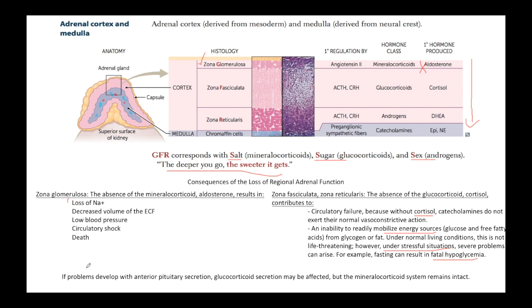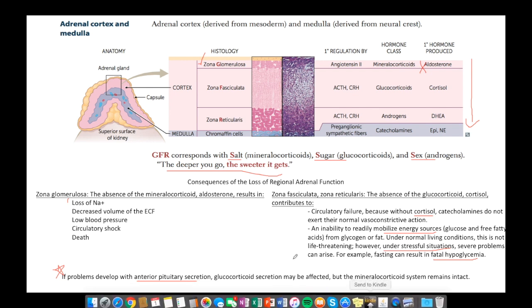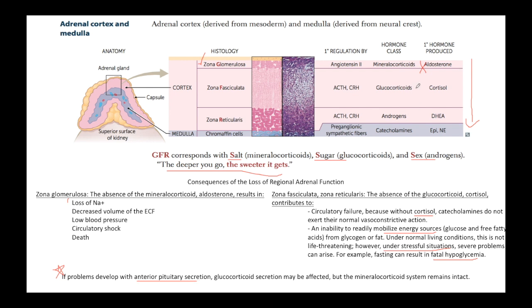And just a little additional fact here, if problems develop within the anterior pituitary, glucocorticoid secretion may be affected, but the mineralocorticoid system remains intact because of where the regulation comes from, angiotensin II, rather than ACTH from the anterior pituitary.